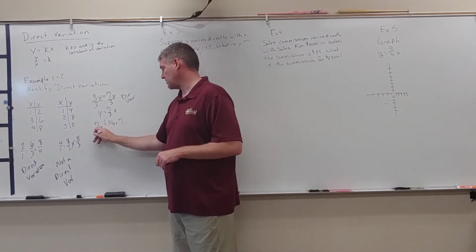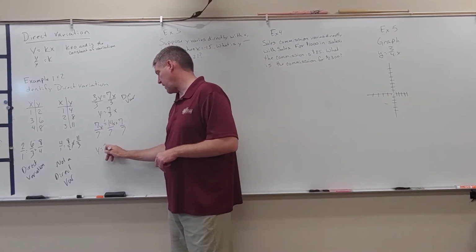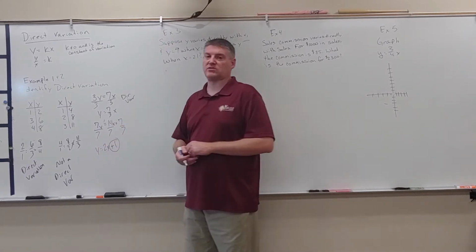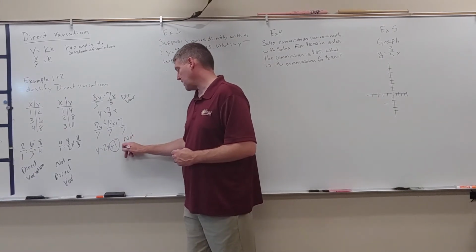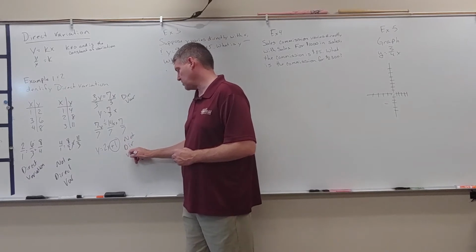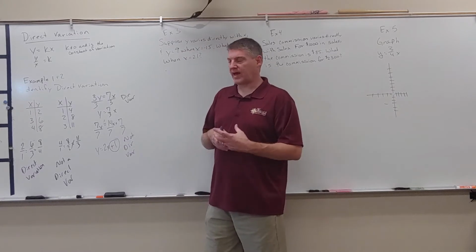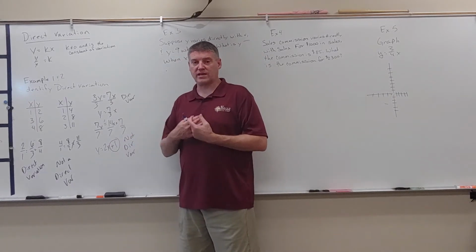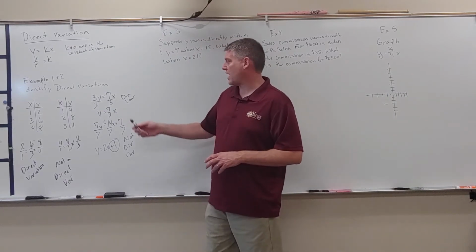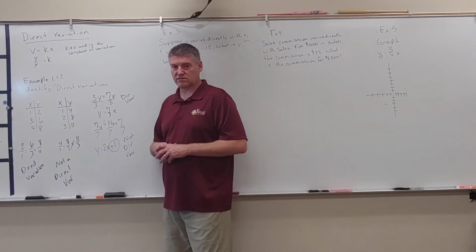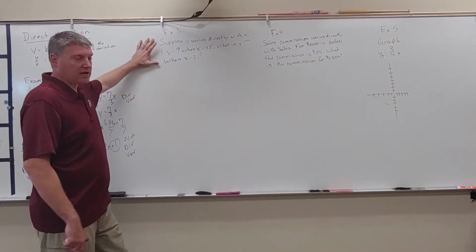So the next one, I'm going to divide by 7. And y equals 2x plus 1. That plus 1 causes it to fail. So it is not a direct variation. Anytime you're adding or subtracting a constant, if that constant remains there, it is not a direct variation. We can't add anything on to that kx.